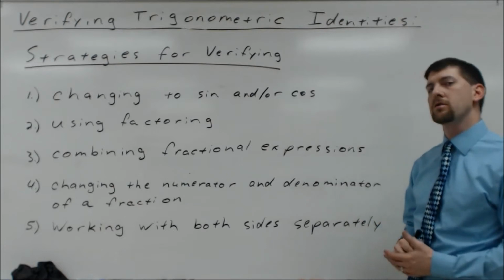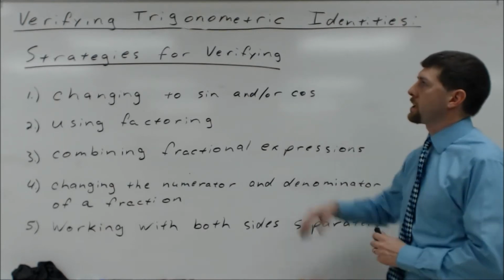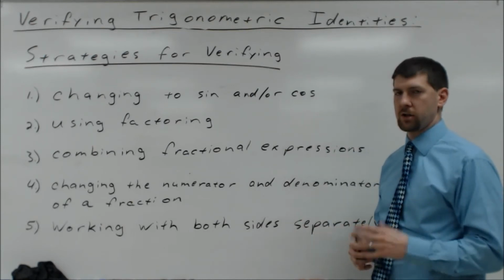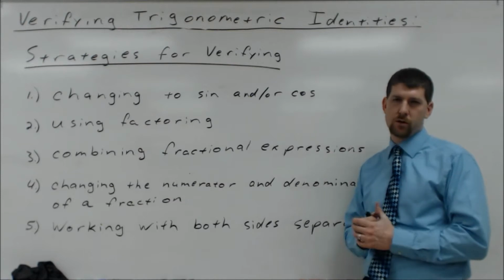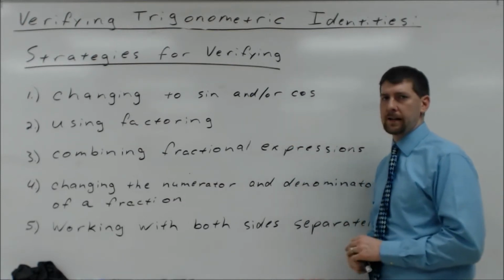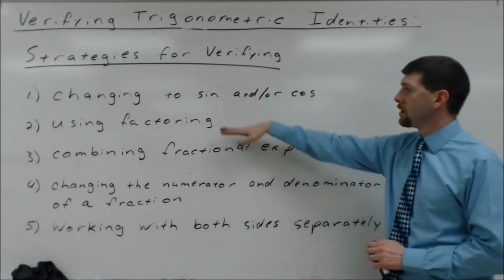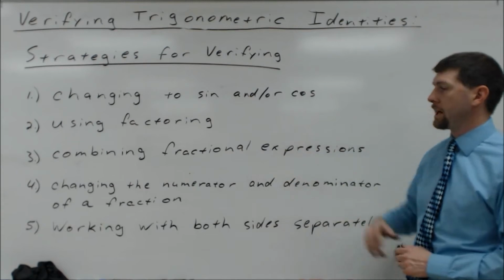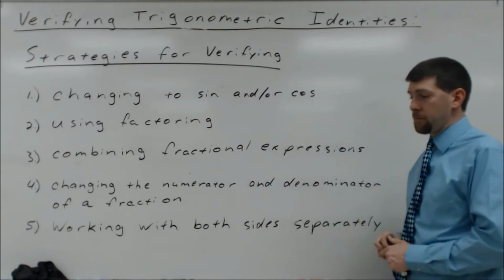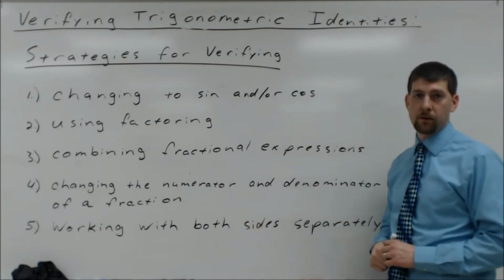Good morning, guys. Now we're going to use those fundamental trig identities that we looked at in the last lecture to actually start verifying or confirming that one side of a trigonometric expression is equivalent to another side of a trigonometric expression. Multiple techniques we're going to look at in this lecture: changing everything to sine or cosine, using factoring, combining fractional expressions, changing the numerator and denominator of a single fraction, and then working with both sides separately.